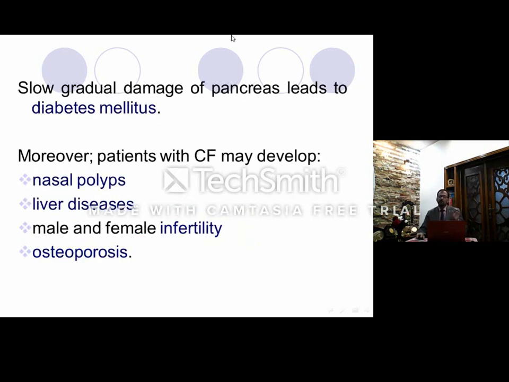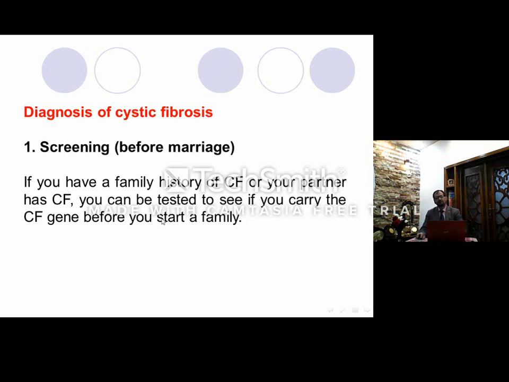on. Also, because of the blockage of the digestive enzymes in the ducts that transfer them from mainly the exocrine part of the pancreas to the intestine, there will be, with time, exposure of the endocrine part of the pancreas to damage. So there will also be future diabetes. Also, these patients are liable to nasal polyps, liver diseases, male and female infertility, and osteoporosis as well.